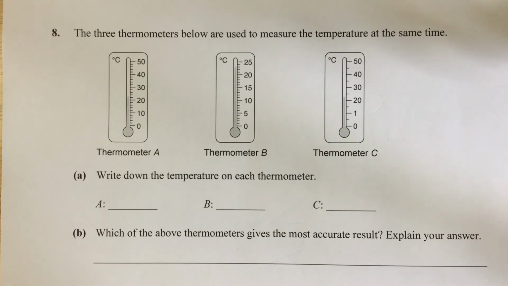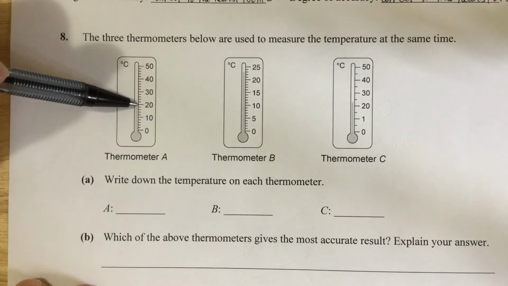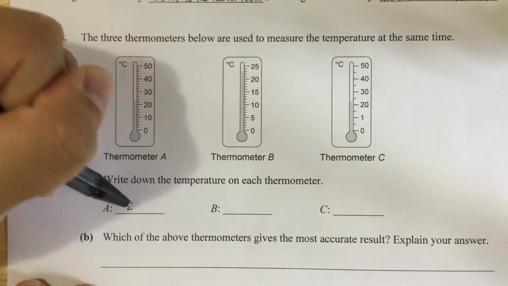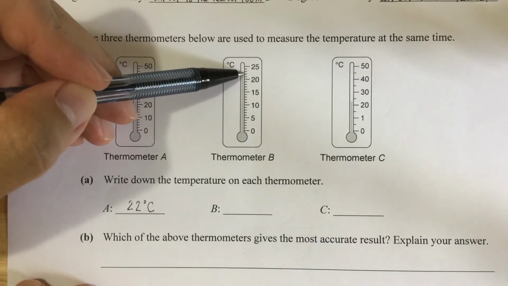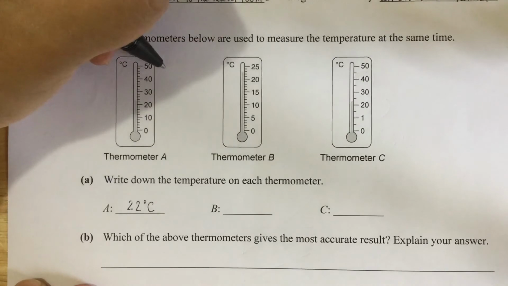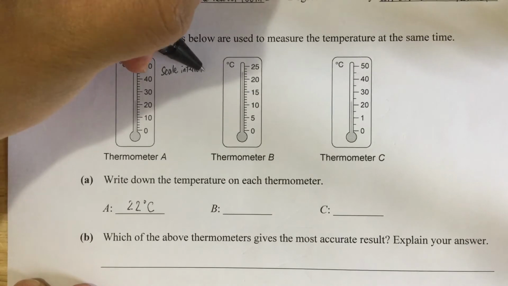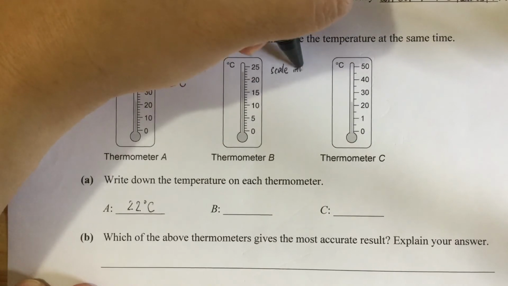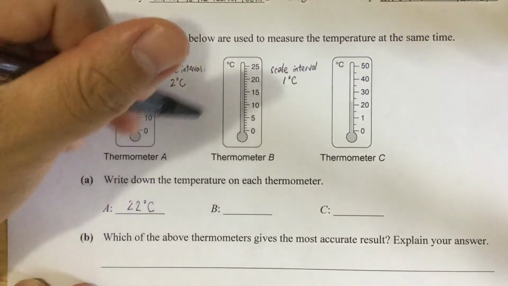Okay, now if you cannot finish, just pause the video now and I will show you the answer for this one. For thermometer A, you will see here, every scale interval is 2 degrees Celsius. So this is about 22 degrees Celsius. For this one, every scale interval is 1 degree Celsius. And for the last one, this one is 23.